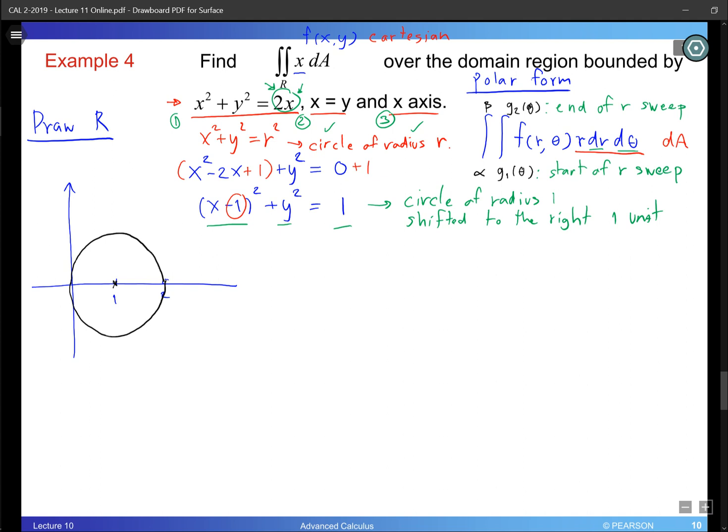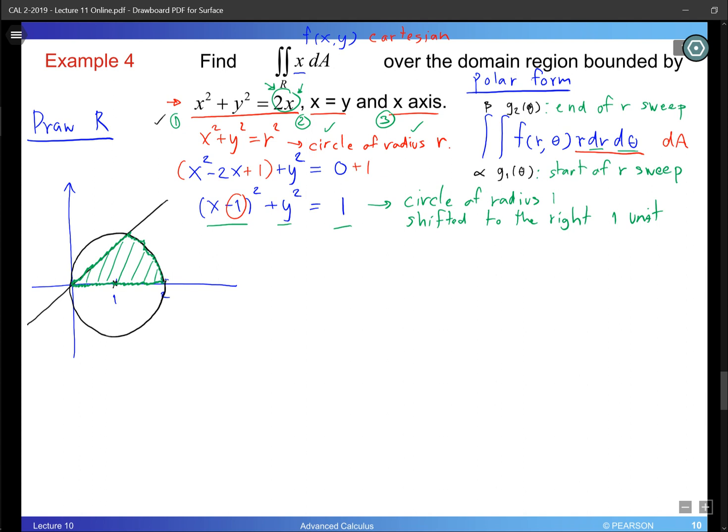Alright, that is the first line. And then the next line is y equal to x. So we have this straight line. Alright, and then the last line is the x-axis. So let's combine them and find all the boundaries. The first one, x-axis. Next one, y equal to x. And the last line is the equation for the circle. And we know it's shifted to the right 1 unit like this. So all these boundaries define the domain region, and it looks like this.